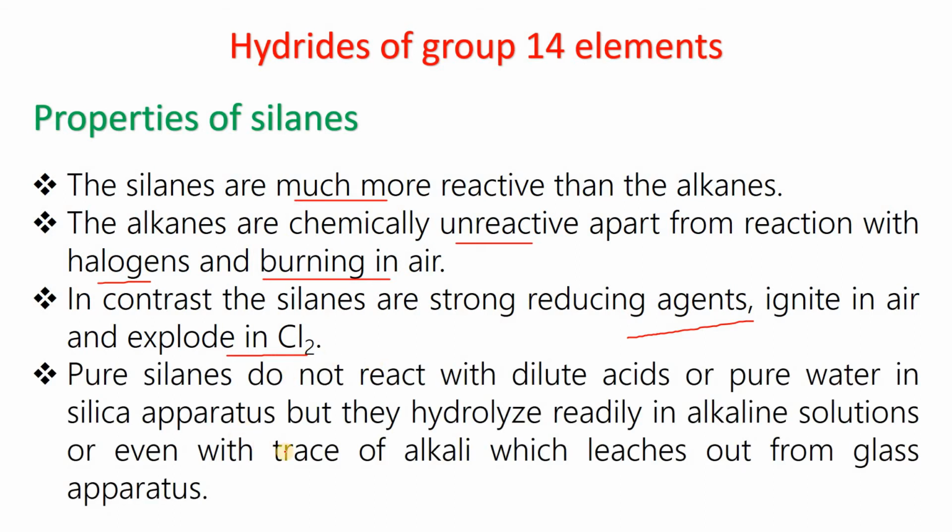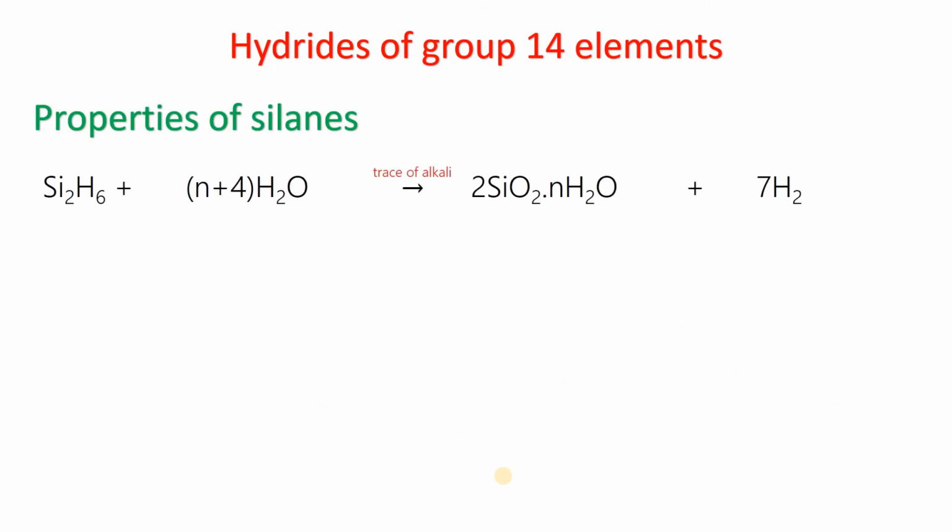Pure silanes do not react with dilute acid or pure water in silica apparatus, but they hydrolyze rapidly in alkaline solution or even with a trace of alkali which leaches out from the glass apparatus. If you take disilane, when hydrolyzed with water in the presence of a trace amount of alkali, you will get the silica, SiO2.